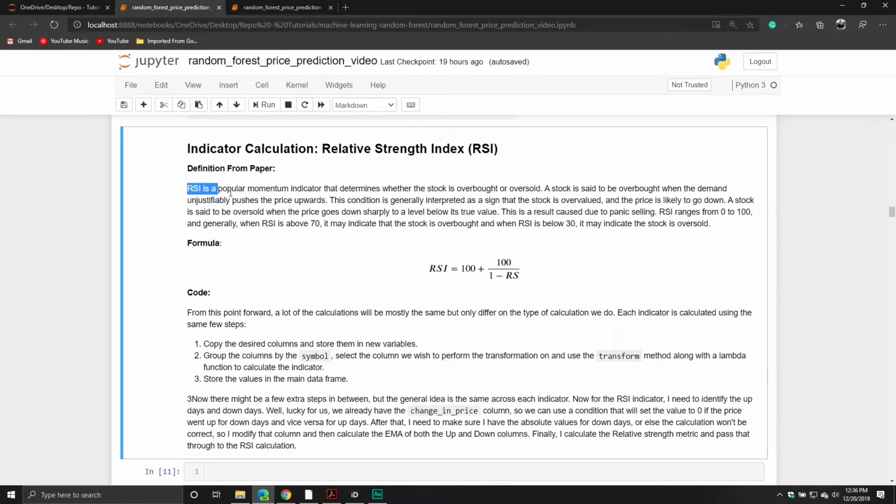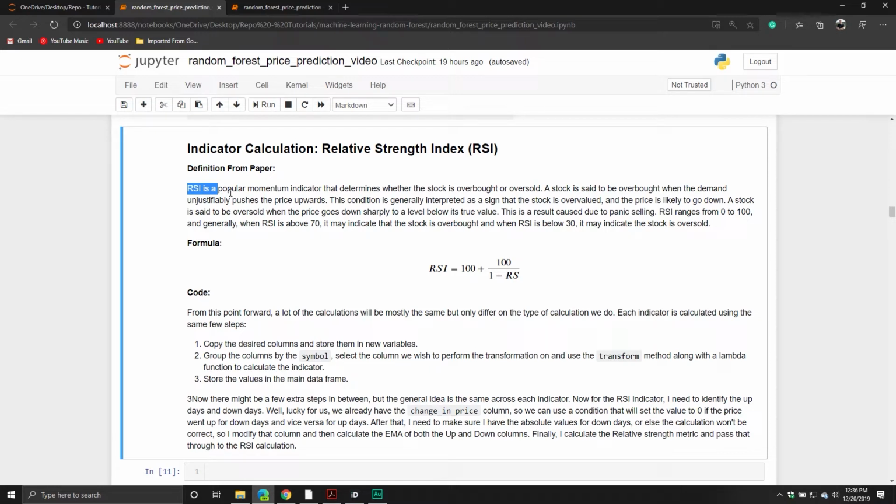A stock is said to be oversold when the price goes down sharply to a level below its true value. This is the result of panic selling. The RSI ranges from 0 to 100, and generally when the RSI is above 70, it may indicate that the stock is overbought, and when the RSI is below 30, it might indicate that the stock is oversold. The formula is 100 minus 100 divided by 1 plus the relative strength.